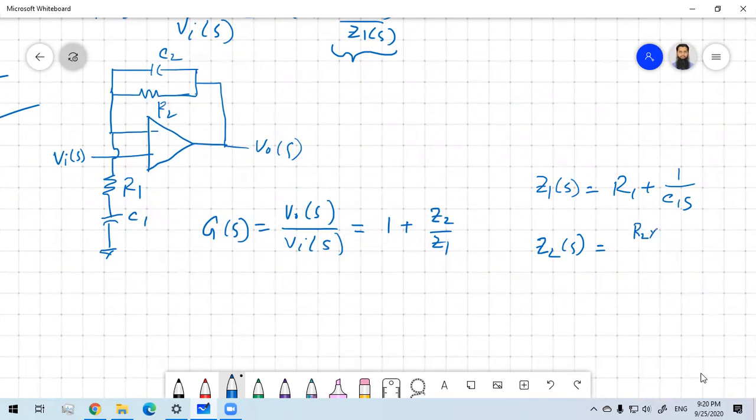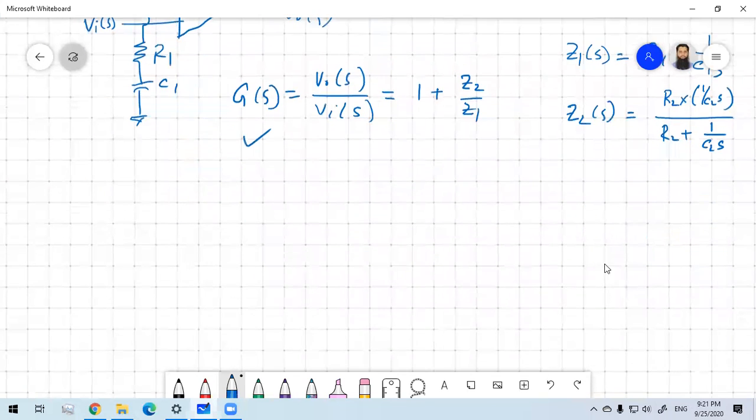So R2 into 1 by C2S divided by R2 plus 1 by C2S. Not necessarily you have to go for the admittance. This is one way to do it, and this is another one. So basically, you can apply any method you want from your first year courses. Then you just replace the values, and you will get the corresponding transfer function that we're looking for.